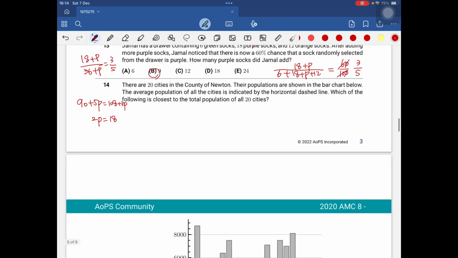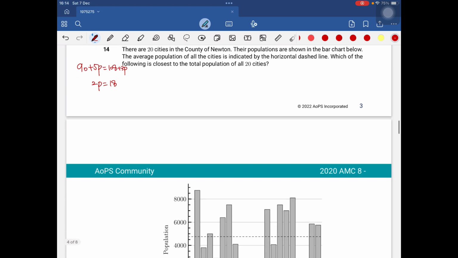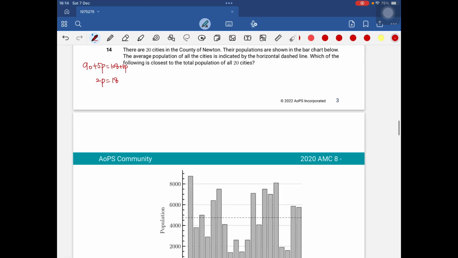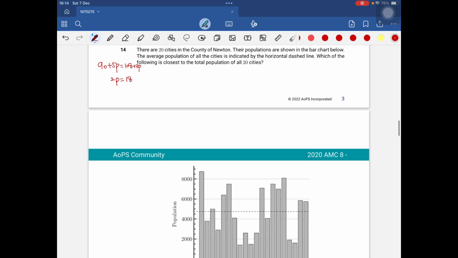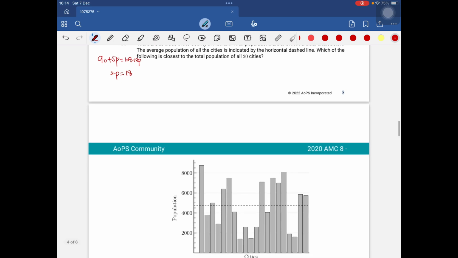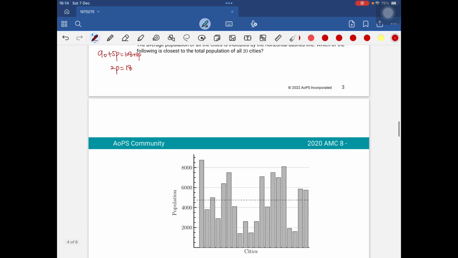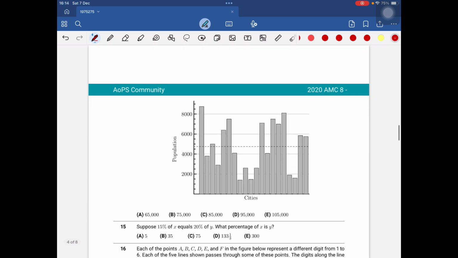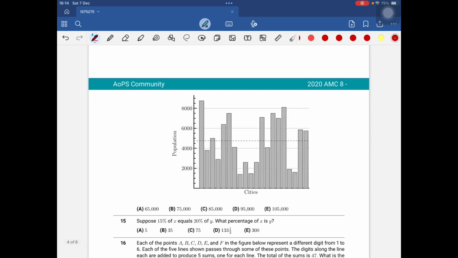Number 14. 20 cities in the county of Newton. The population is shown by the chart below. Average population is indicated by the horizontal dashed line. Okay, so all 20 cities. So actually we need to understand what is the meaning of average.